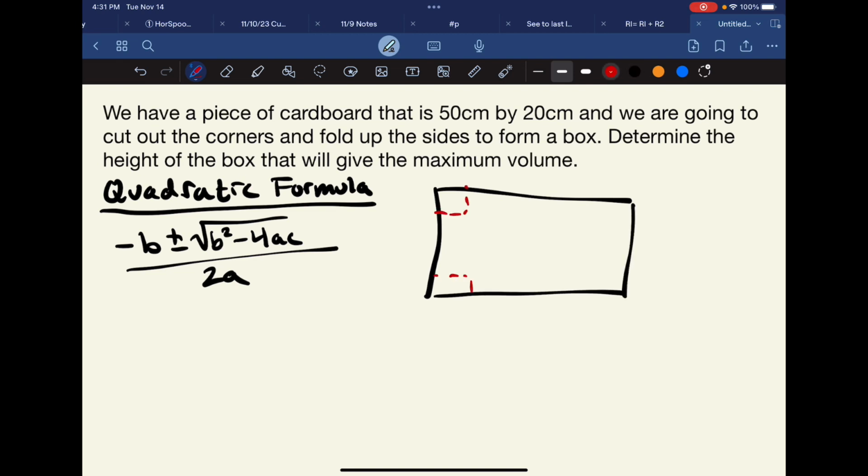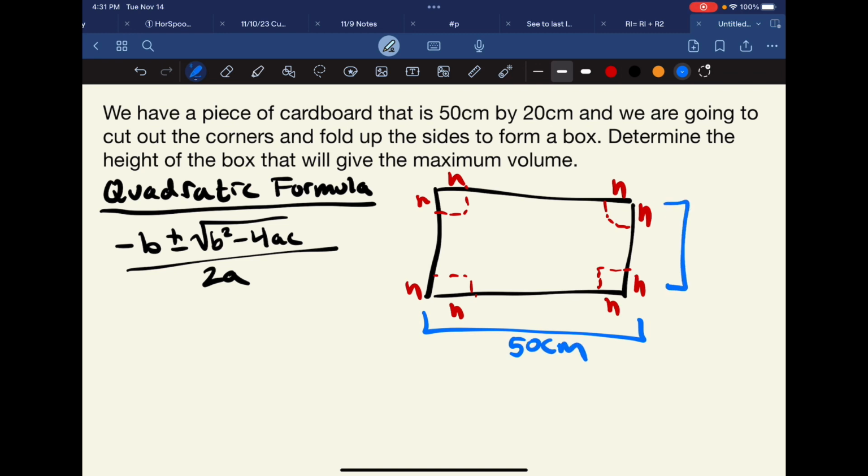So basically you cut the corners out, and then these corners are all going to be the height. So we can list the dimensions of them as h by h, because when these get folded up, they're going to be the height. So our problem gives us that it's 50 by 20. So we'll call this 50 centimeters, and this part 20 centimeters. That makes this part 20 minus 2h centimeters, and it makes this part 50 minus 2h centimeters.